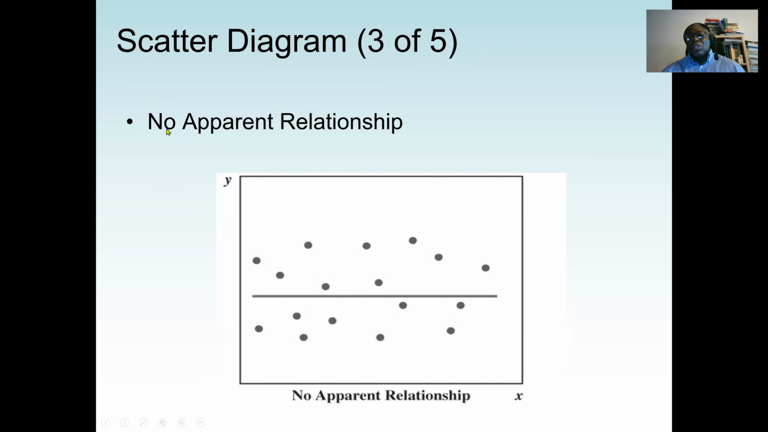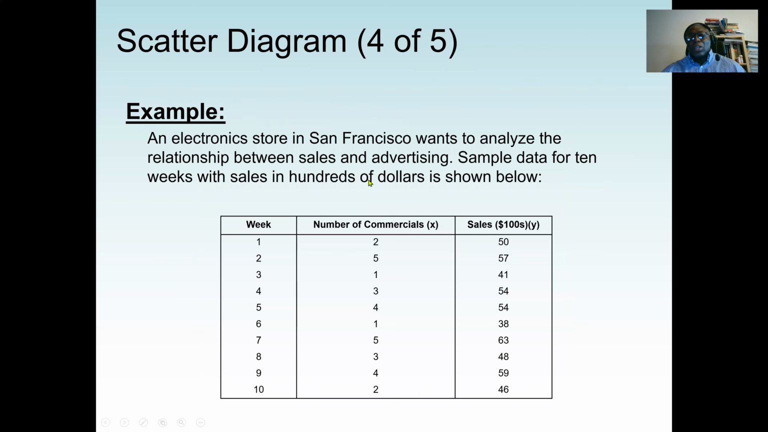Then we have the one with no relationship. So this is no apparent relationship. We can see how the data is spread everywhere. The trend line is kind of horizontal, but again, there's no pattern. So these are the three possible relationships we can get.